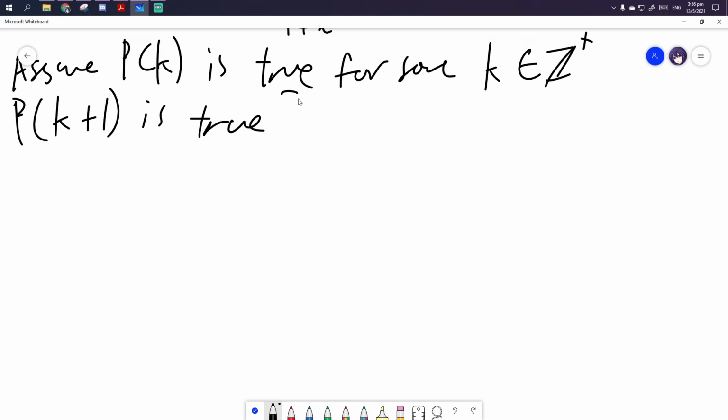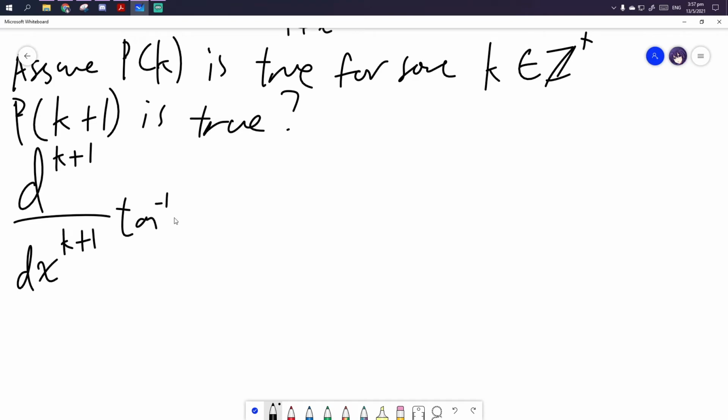So we are just asking ourselves if this is true. So we need to find the kth derivative, or sorry, the (k+1)th derivative, d^(k+1)/dx^(k+1) of tangent inverse of x. And of course, this is just the derivative of whatever the expression is.